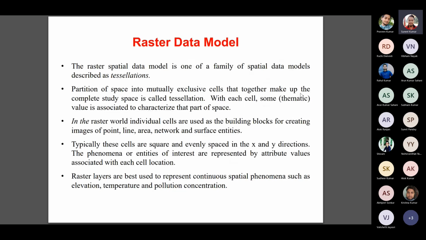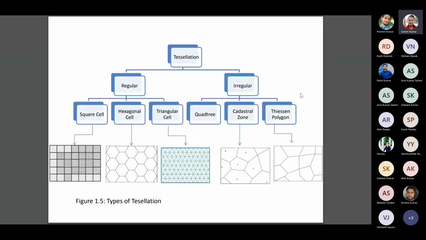Then we have seen the raster data modeling. In the raster data modeling, the concept of tessellation was given. Okay, what is tessellation?